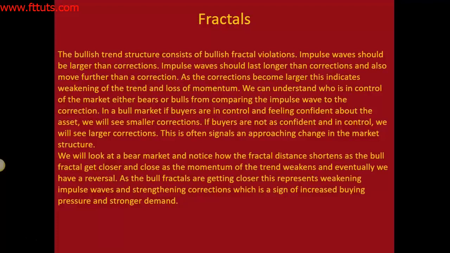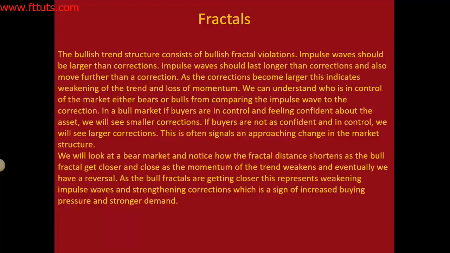So we can understand who is in control of the market, either bears or bulls, from comparing the impulse waves to the correction. In a bull market, if buyers are in control and feel confident about the asset, we'll see small corrections, and if buyers are not as confident and in control, we'll see large corrections. This is often a signal approaching that the market structure is changing.